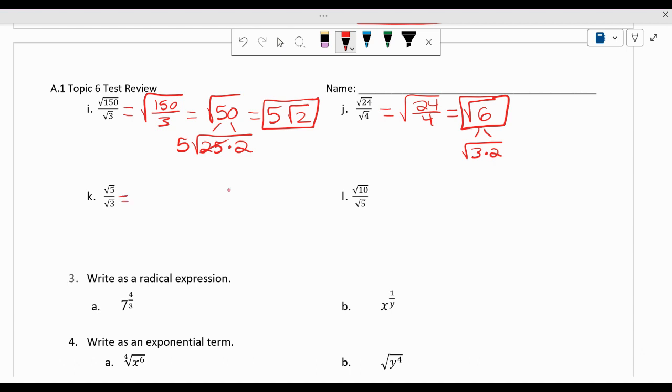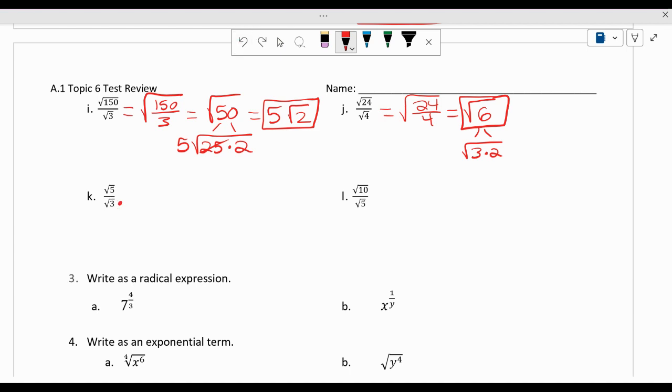Let's check K. Let's see if this works with K. So I put the radicals together under one radical. 5 divided by 3. This time I cannot do it. I cannot divide 5 by 3 and get a whole number. So this is where we have to go in and rationalize. If I can't divide it, what's the issue with this? The issue is not the radical 5, it's the radical 3. We are not allowed to have radicals in the denominator.